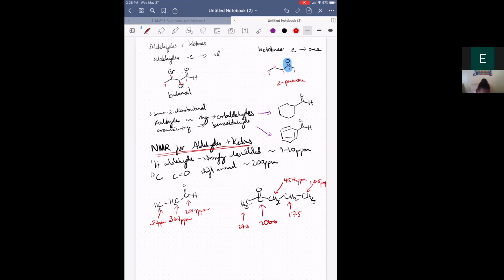Those are the units that we have on our NMR, ppm, on our NMR scale. All right, cool. Any questions about that so far?